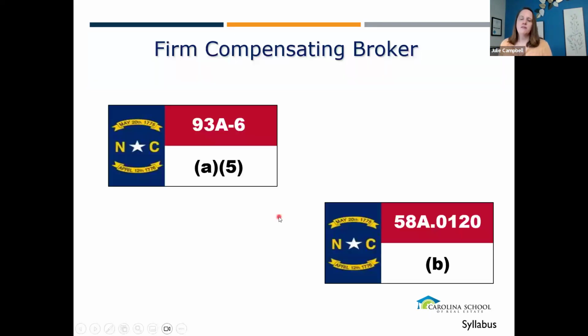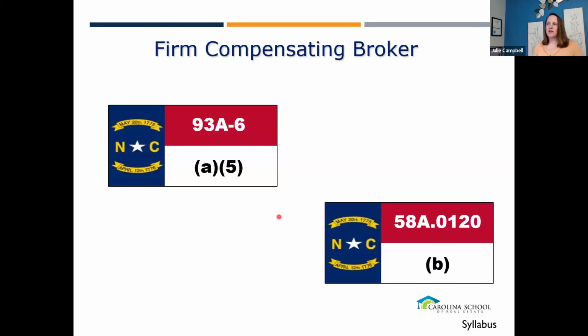And how our firm's commission is handled is regulated. 93A-6 is license law. That's state law. 58A.0102 is commission rule. Again, just here for reference.